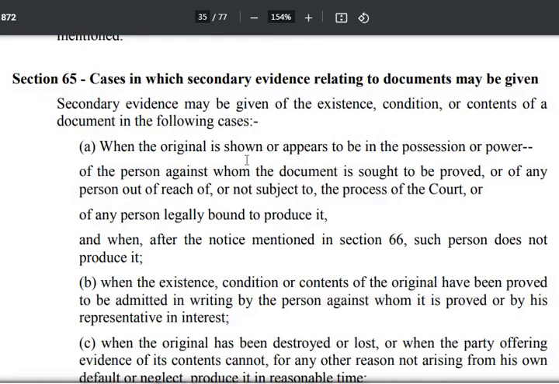When the original is shown or appears to be in the possession or power of the person against whom the document is sought to be proved, or of any person out of reach of or not subject to the process of the court, or of any person legally bound to produce it. Legally bound to produce it, but here not produced it. And when after the notice mentioned in section 66 such person does not produce it.